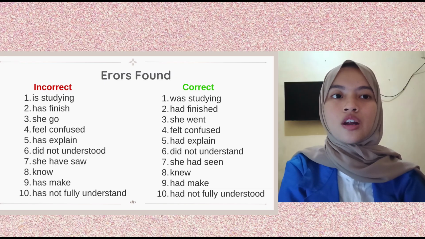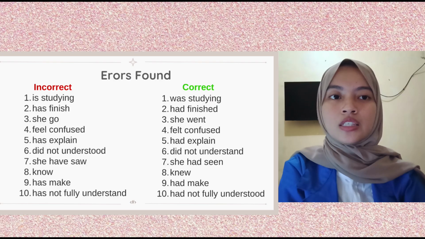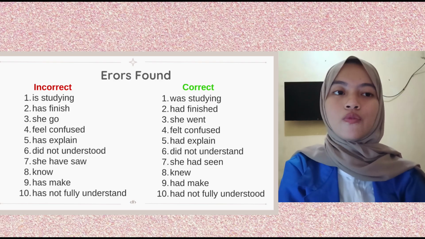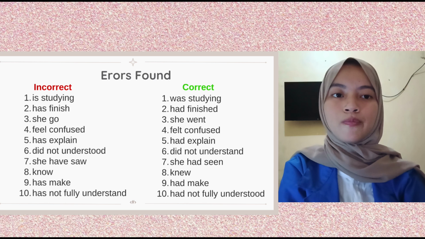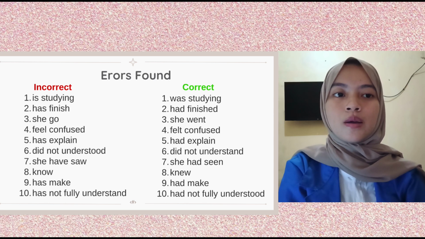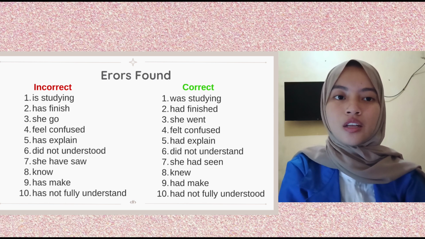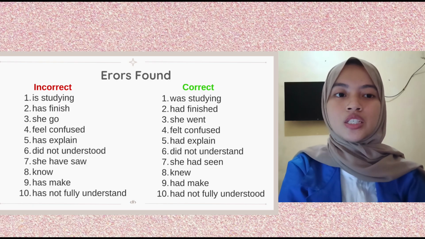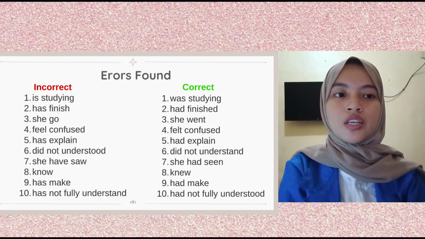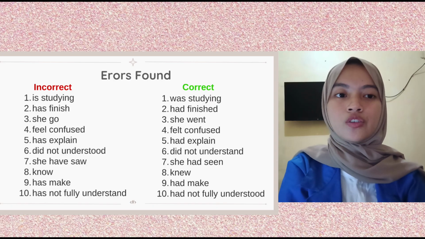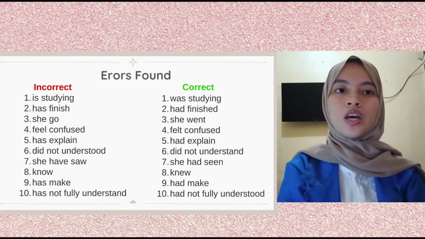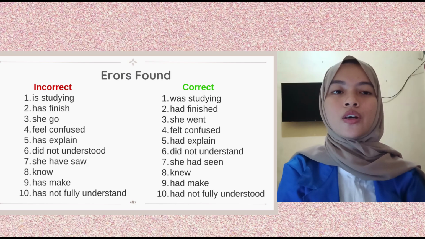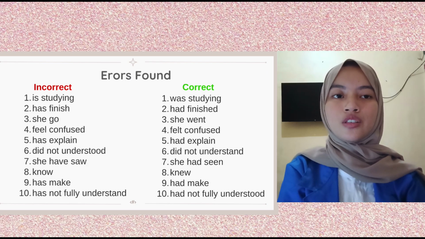The sentence describes a past feeling. "Has explained" becomes "had explained it." Past perfect is needed for an earlier completed action. "Did not understood" becomes "did not understand." After "did not," the verb must be in base form. "She have saw" becomes "she had seen." Past perfect uses "had" plus verb 3, "seen." "Know" becomes "knew." The sentence refers to a past condition.